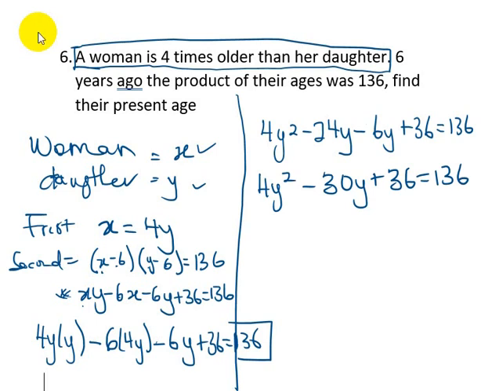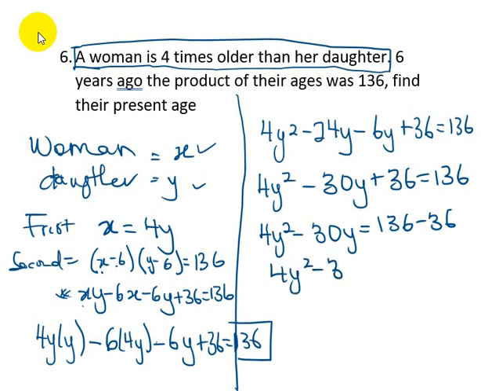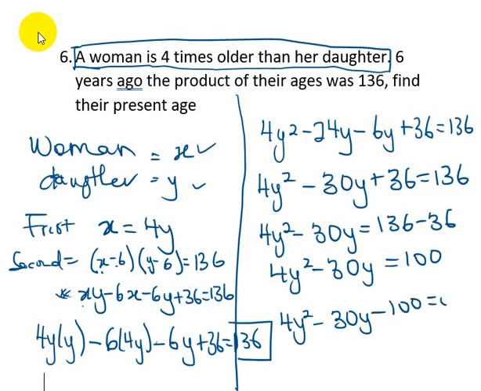Now we can send the 36 to where the other number is, so that it will take care of itself over there. So we are going to get 4y square minus 30y being equal to 136 minus 36, which is 100. Now from here, we are getting a quadratic. So we send the 100 inside and equate it to 0. So we're going to get 4y square minus 30y minus 100 equal to 0.